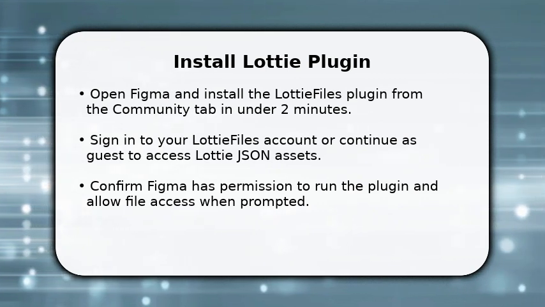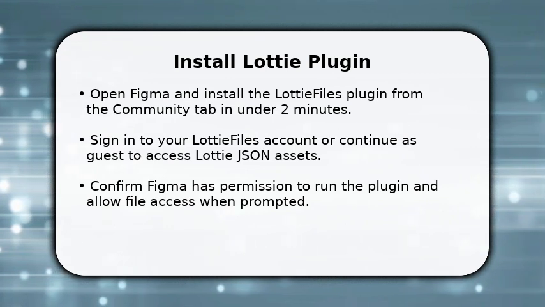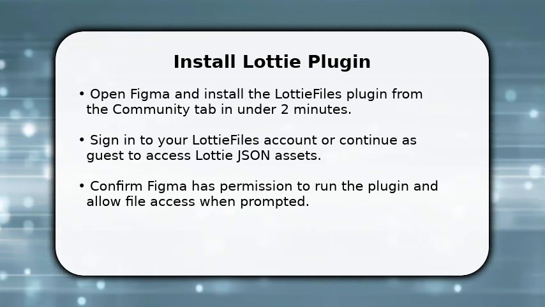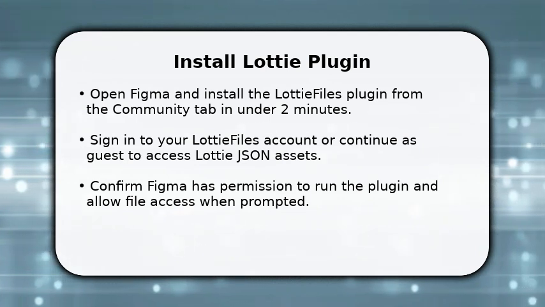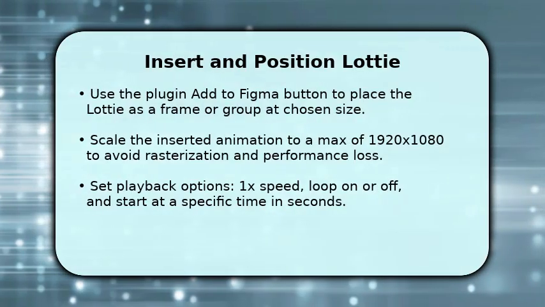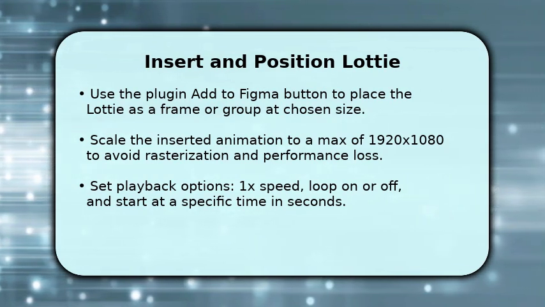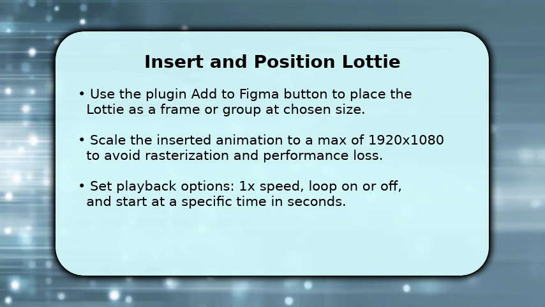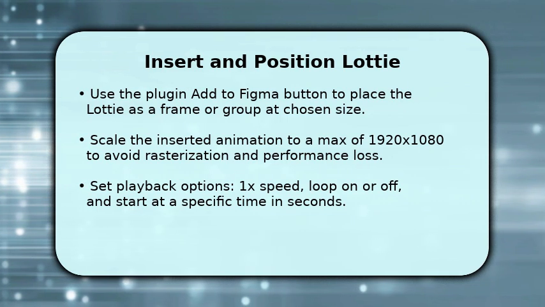If you prefer, drag and drop a JSON file into the plugin window. Keep your Lottie file under 5 MB for smoother importing and preview performance. Use the plugin Add to Figma button to place the Lottie as a frame or group at chosen size. After insertion, scale the inserted animation to a max of 1920 x 1080 to avoid rasterization and performance loss.